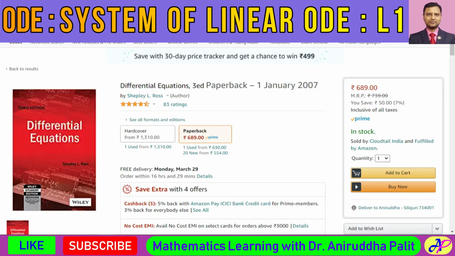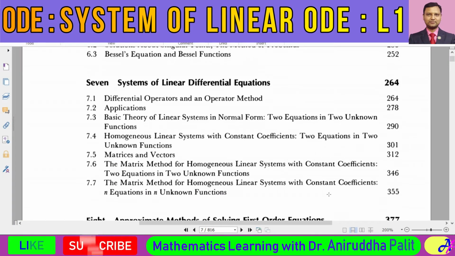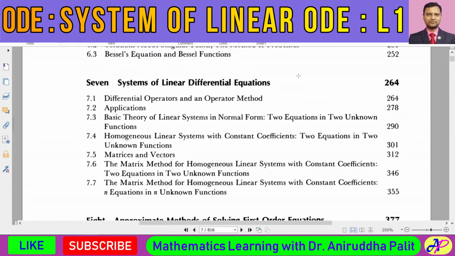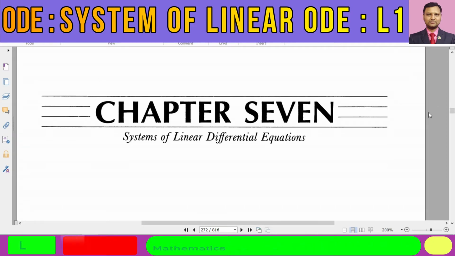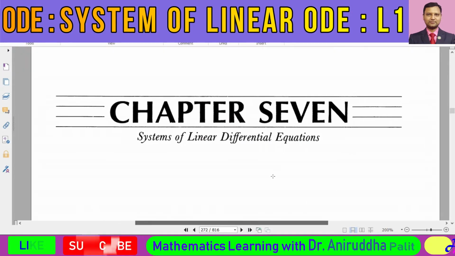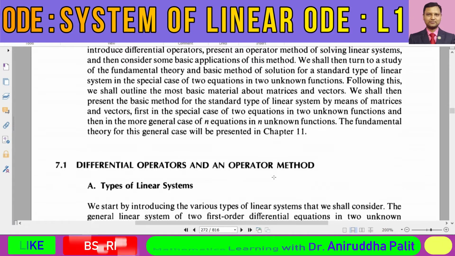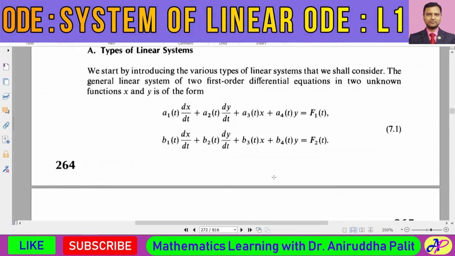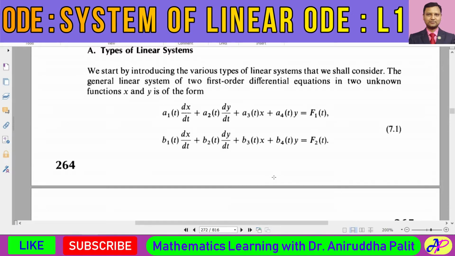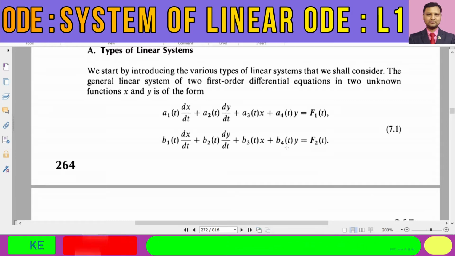I need to follow Chapter 7, system of linear differential equations. Now, what is this system of linear differential equations? Firstly, let me define the linear differential equation, because in ordinary differential equations, what is a differential equation?